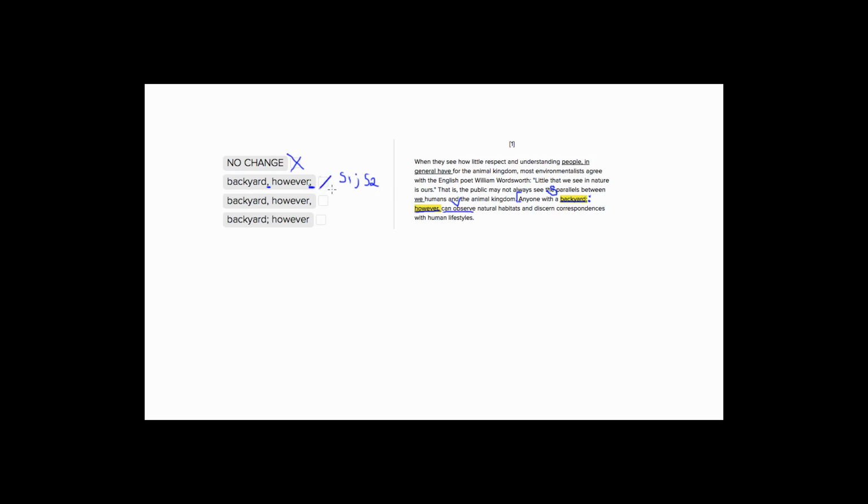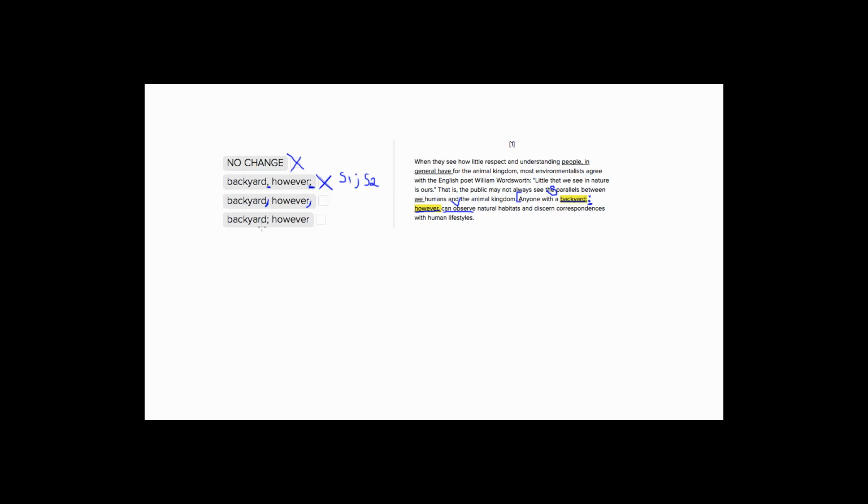Choice three is going to be good because it sets this however apart by commas, which is usually what we do with a however in formal writing. And it makes the subject, anyone with a backyard, carry through to this can observe. So this is going to be right because it doesn't provide this weird separation given by a colon in choice one and a semicolon that we saw in choice two.